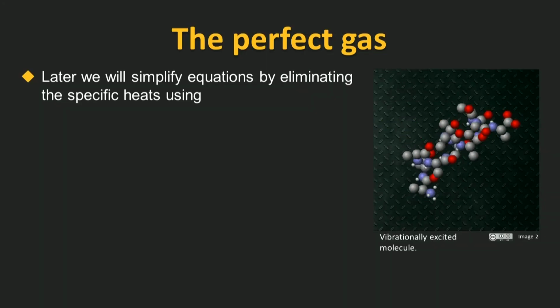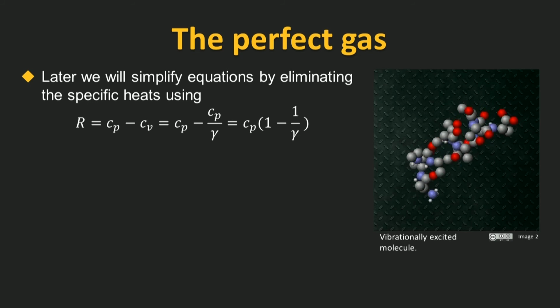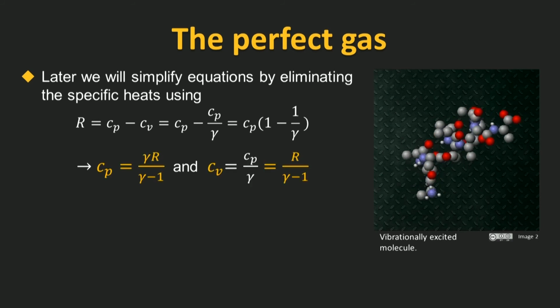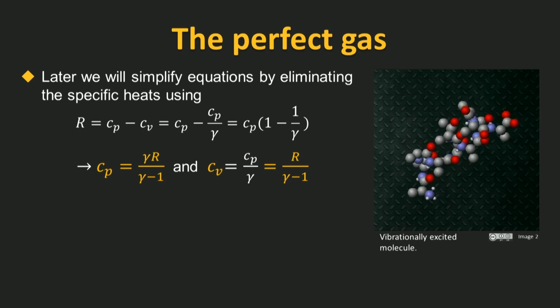For example, it's possible to completely eliminate the specific heats from any expression. Starting with R equals Cp minus Cv, then using the fact that Cv is equal to Cp over gamma, we can factorize this and rearrange to find that Cp is equal to gamma R over gamma minus 1, and naturally Cv is equal to the same expression divided by gamma.